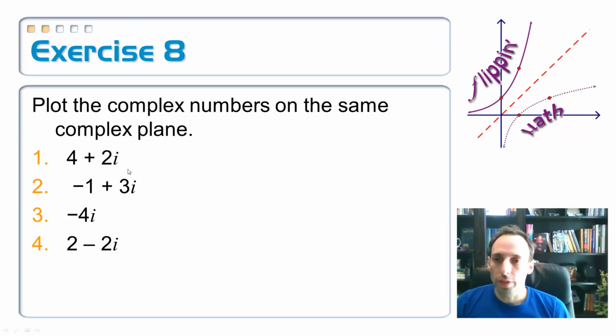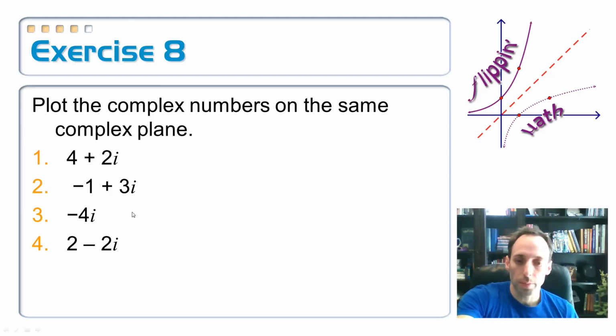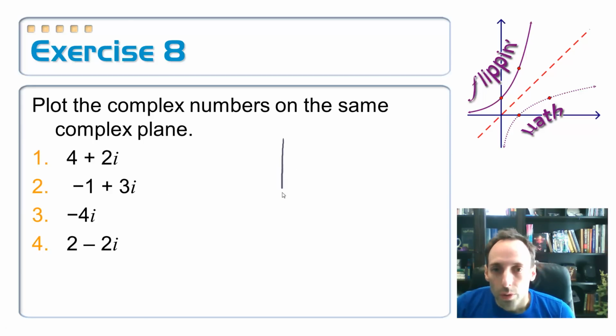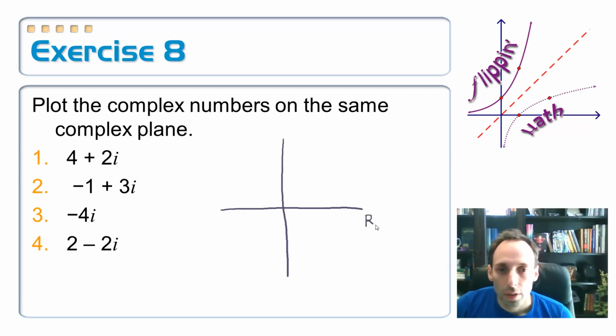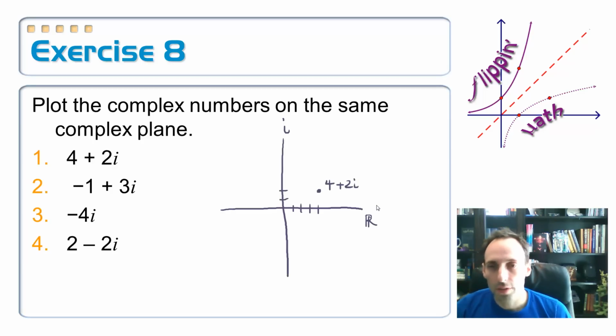So let's plot each one of these in the complex plane. Actually, I'm going to do the first one with you, pause the video, and do the rest of them yourself and check to see if you got them right. So, I draw myself a nifty complex plane here where this represents all the real numbers, and this all the imaginary numbers. So 4 plus 2i. 4 is the real part, so count over 4 on the real axis, and 2 on the imaginary axis. There's the point 4 plus 2i. Okay, pause it, come back, check to see if you got your answers right.